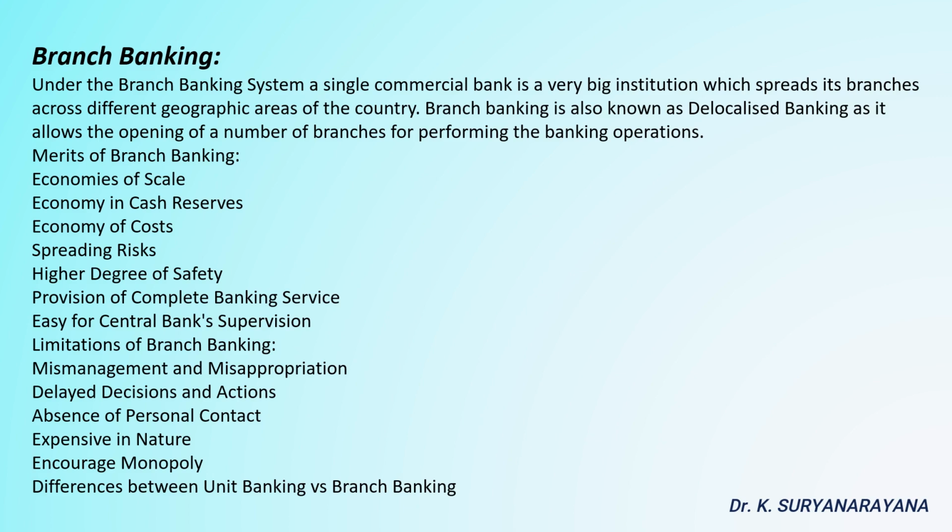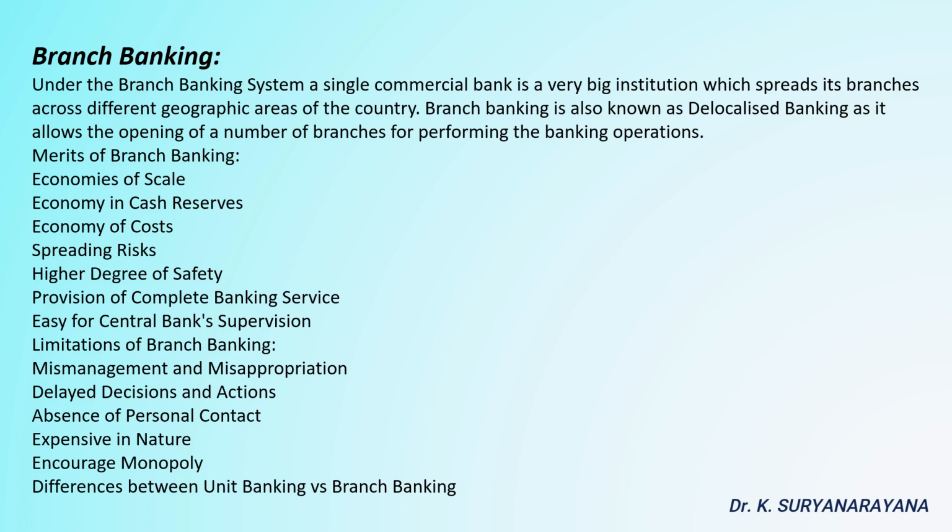Such losses are usually adjusted against the profits of urban branches of the bank. Easy for central bank's supervision. The country's central bank can easily control and monitor the activities of branch banks. It can control the complete banking system by controlling the head office of different banks.